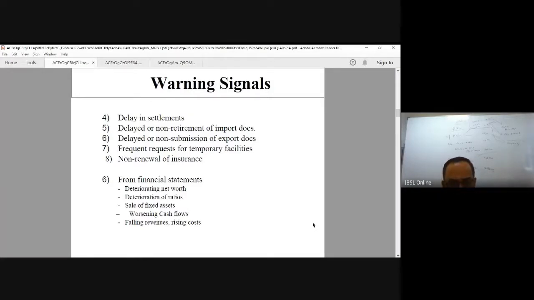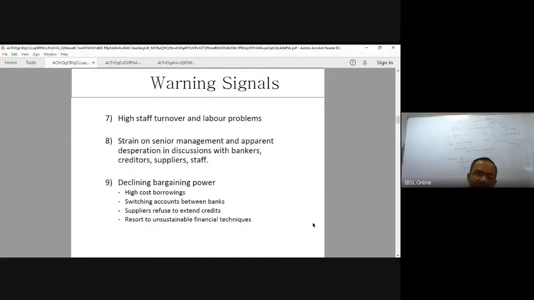Worse cash flows. Cash flows are worsening, and then it shows it is getting into negative territory, right? Falling revenues. You look at the sales falling, right? Purchase and the other overhead costs are high in the account, right? So these are all warning signals which have to be taken into account.